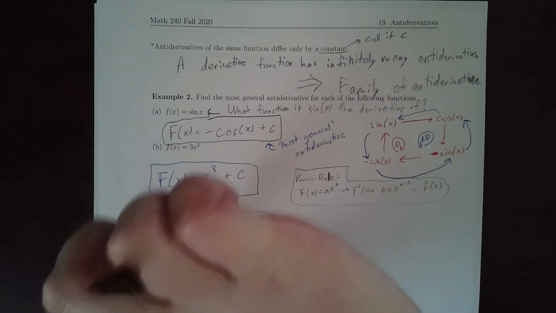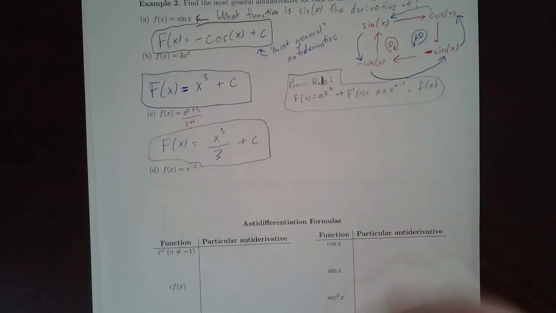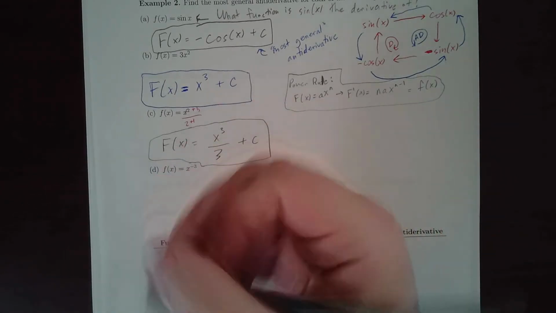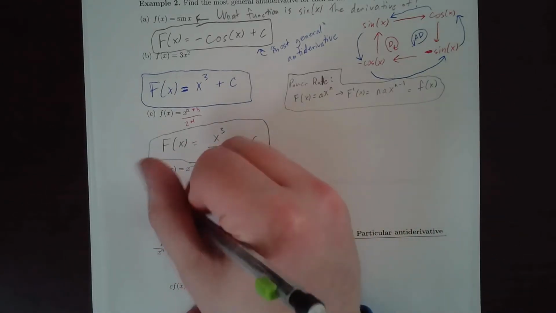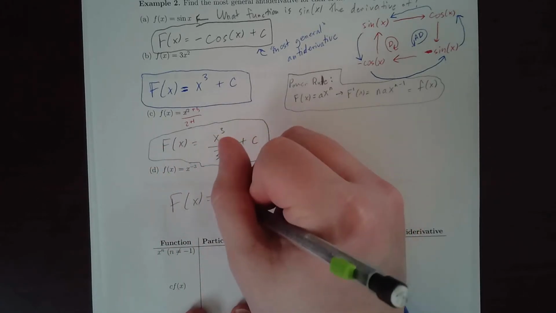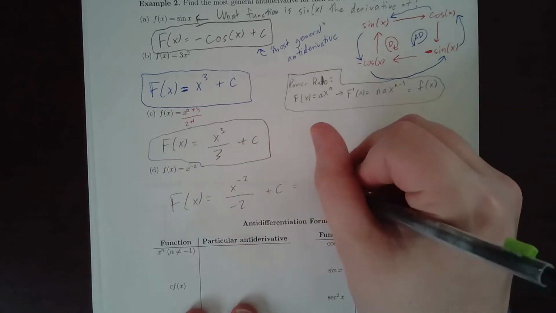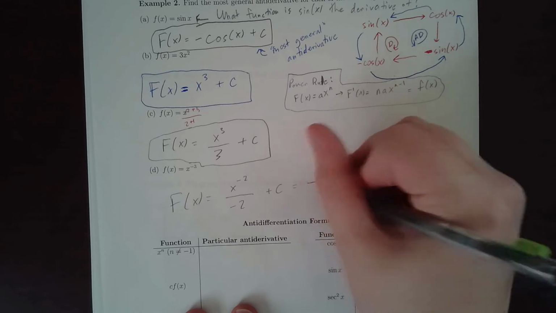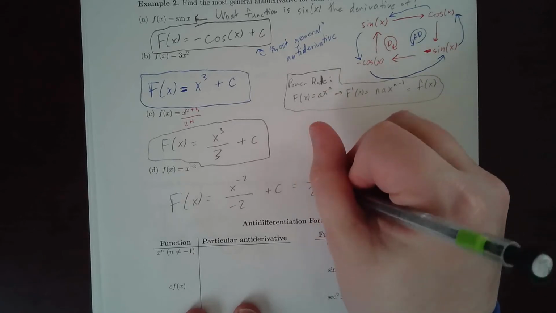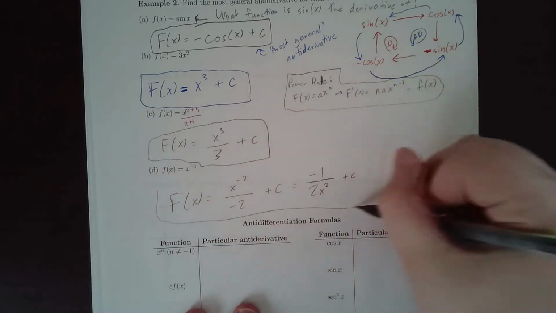All right, now what if we had something like x to the negative 3? Well, here again, we're just going to use power rule, but backwards. So we'll add 1 to the exponent and then divide by the new exponent. So big F of x will be x to the negative 2 divided by negative 2 plus c. Or you could think of this as being negative 1 over 2x squared plus c. Either way would be perfectly fine.